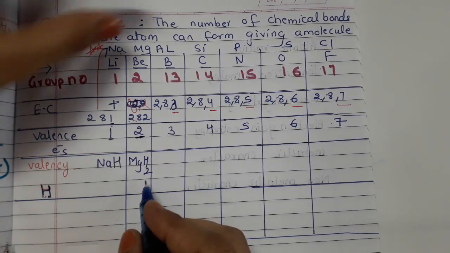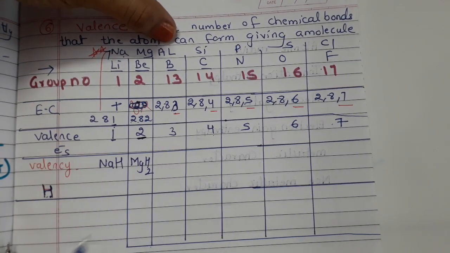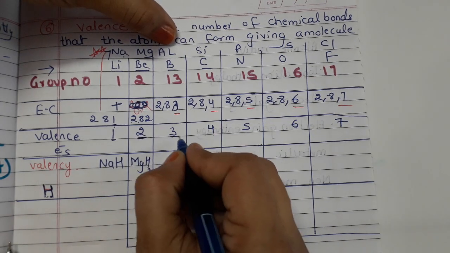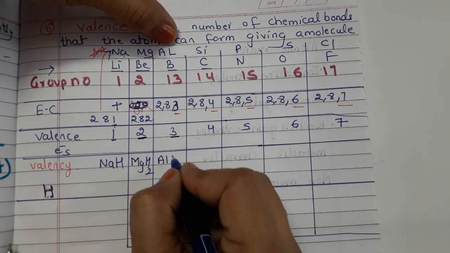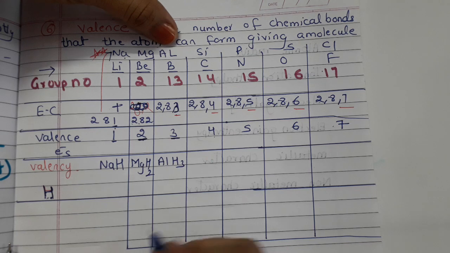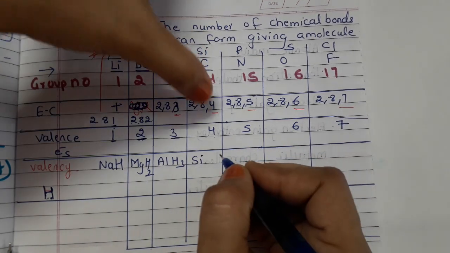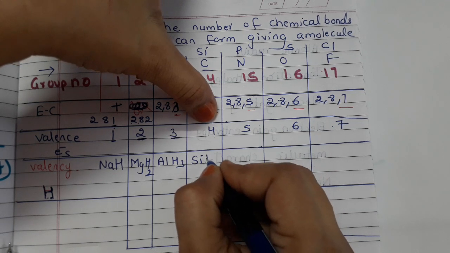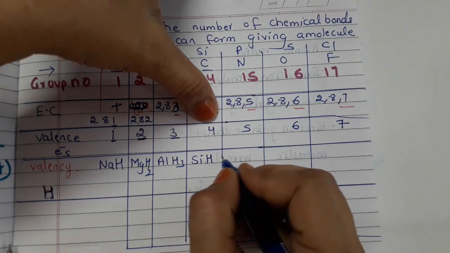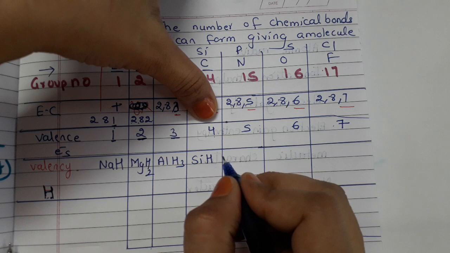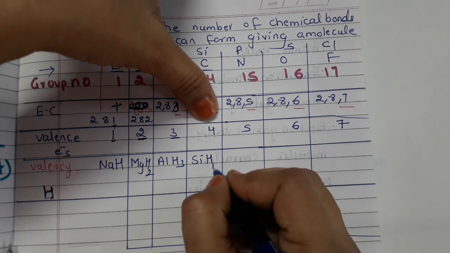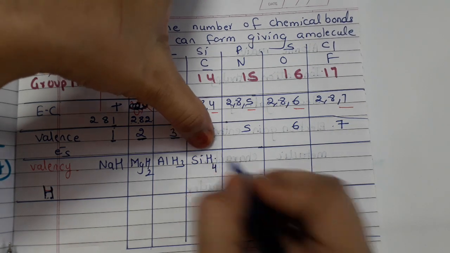Now aluminium. Concentrate on this aluminium. Three valence electrons are there, so aluminium will accept 3 hydrogen. Now in the case of silicon, what is going to happen? Silicon has 4 valence electrons, so it will accept 4 electrons from the 4 hydrogen atoms, that is, each hydrogen atom will contribute 1 electron.